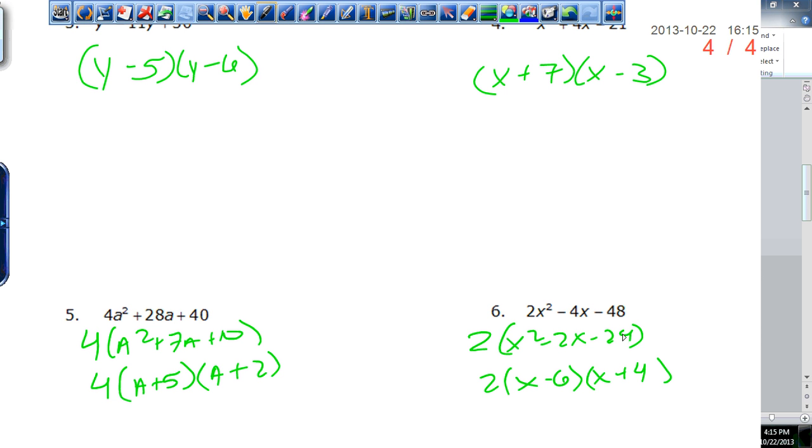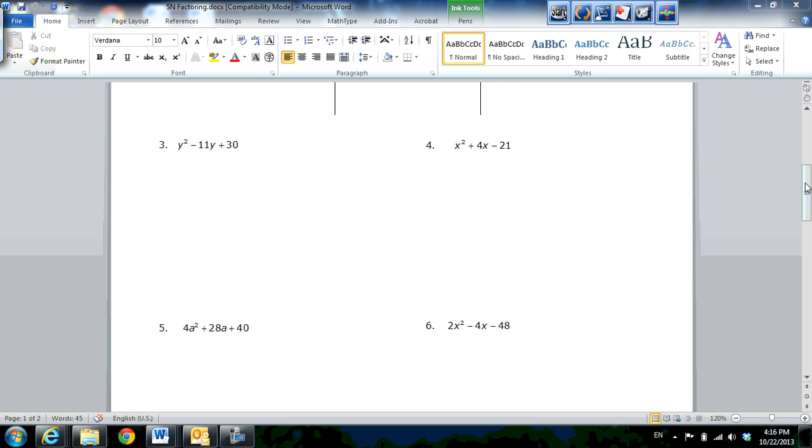That one's kind of tricky because there are many factors of negative 24. You've got 8 and 3, 6 and 4, 12 and 2, 24 and 1. And negative 6 and 4 is the only one that works to make negative 2. We move on to number 7.